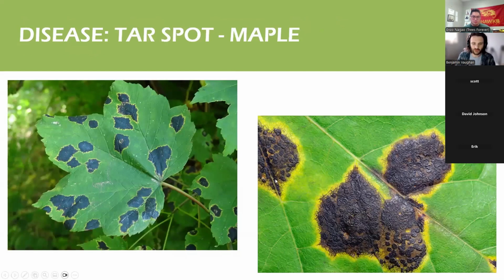Tar spot. This is probably one that looks worse than it is. Again, this is just a fungus disease. It's very common in certain maple varieties. And it's slow spreading. It's mostly cosmetic, although this leaf will be less productive because it's not getting the same chlorophyll or the same energy as it would be if it was all green. But mostly a cosmetic thing. And again, just making sure to sweep the leaves in the fall, right as they drop.